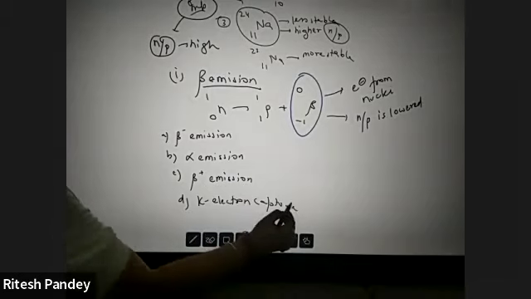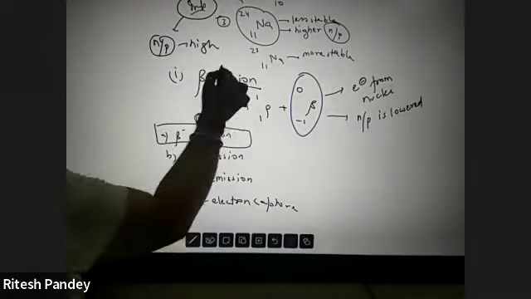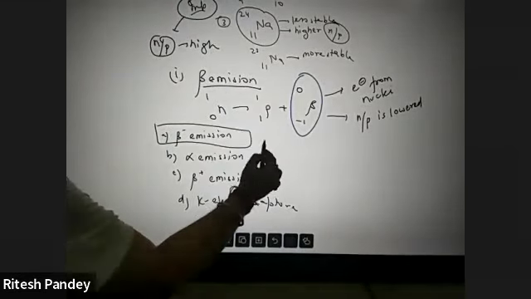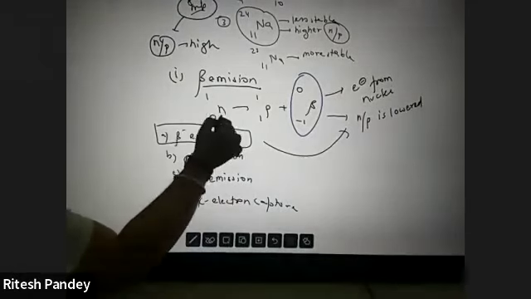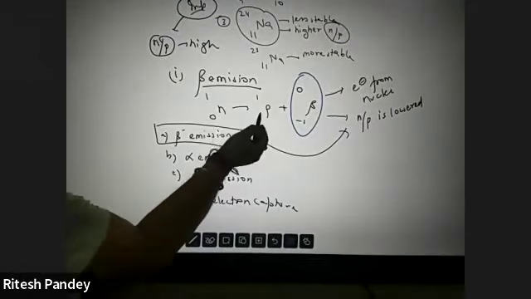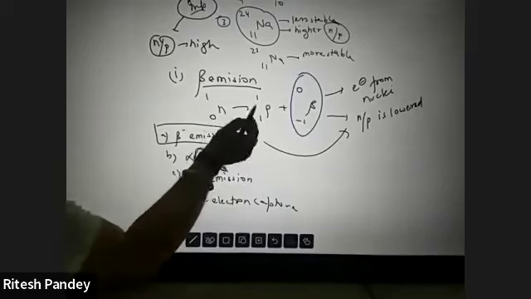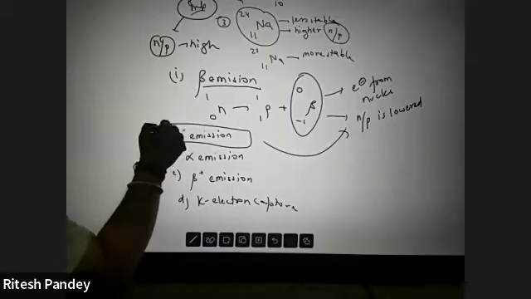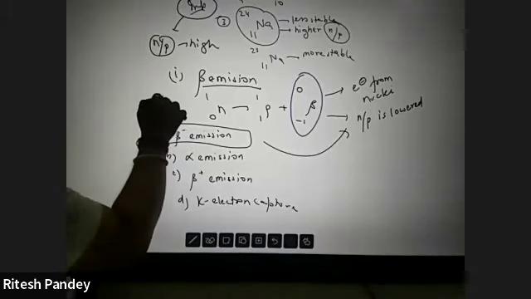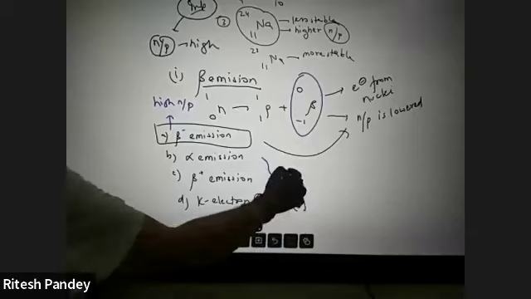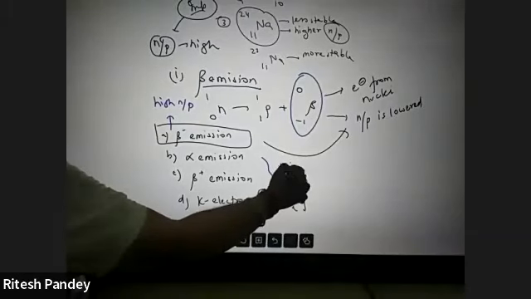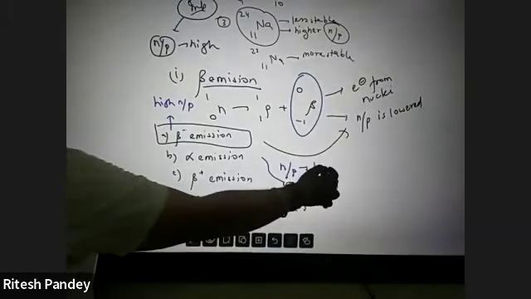Trust me, this is when the N by P ratio is high, and this is how the N by P ratio is lower. Because in a beta emission, a neutron will become a proton, the N by P ratio will be lower. So what is beta emission going to take care of? A high N by P. And trust me, the rest of these three would be the case when the N by P ratio is low.